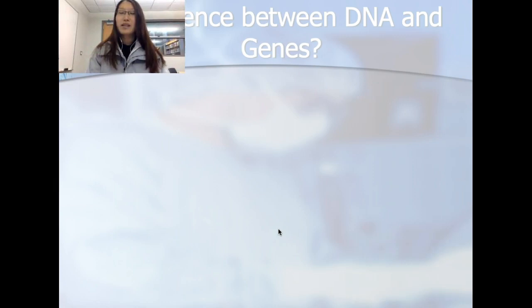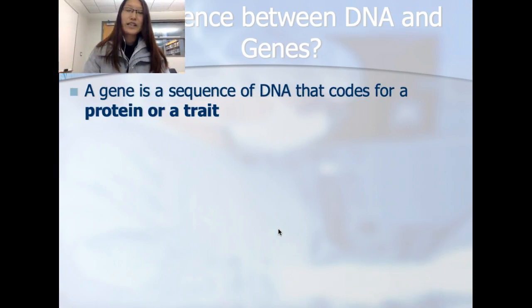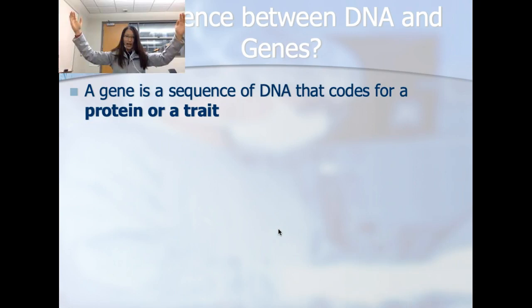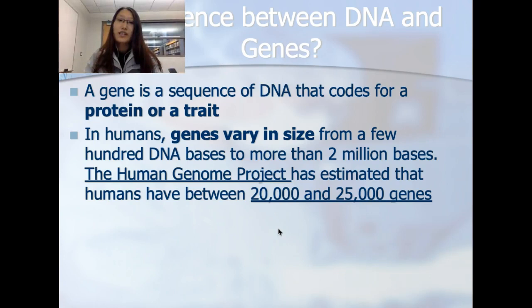So now, what is the difference between DNA and genes? We've talked about the differences, but let's look at it one more time. A gene is a sequence of DNA that codes for a protein or a trait. So DNA is a whole long strand of double helix. Can you imagine this? This is your DNA, but only a part of it will be a gene. On this DNA, we have many genes. As you can see, a gene is a chunk of the entire DNA, and it codes for a particular protein or a trait. So this gene right here is going to code for something different from what's right over here. In humans, genes vary in size. Some genes maybe are this big, some genes are this large.